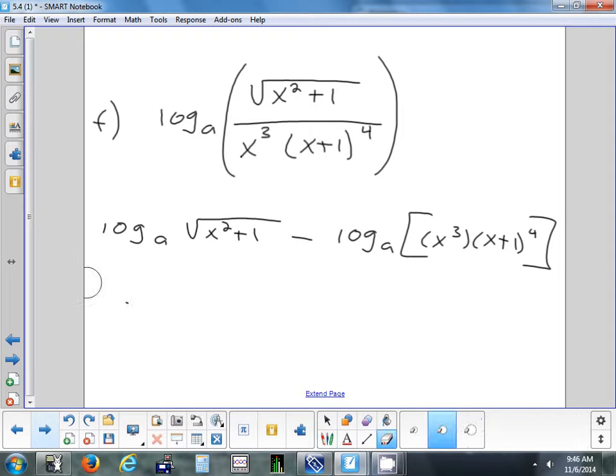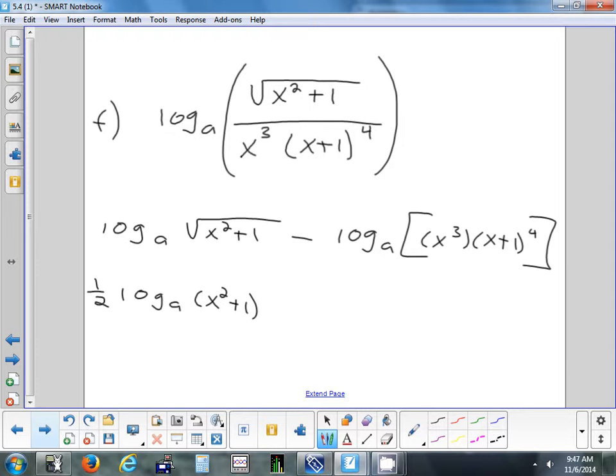So I can have log base a of x squared plus 1 to the 1/2. Now, what can I do with the 1/2? Because it's an exponent on an argument in a log, where can I move it to? Right, I can put it in front. So I'm going to do that all in the same step. That's why we write things with numerical exponents rather than radical symbols. So we can put the 1/2 in front.